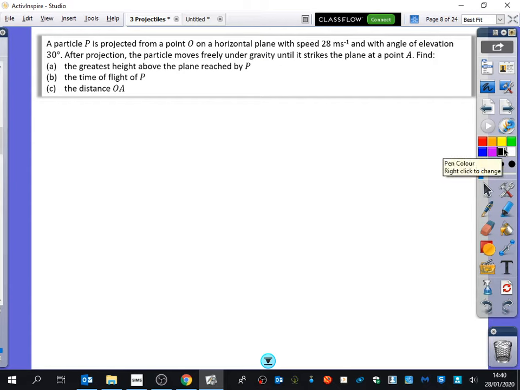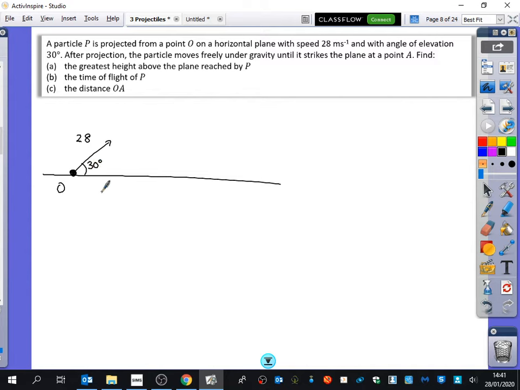So, a particle P is projected from a point O on a horizontal plane with speed 28 meters per second with an angle of elevation of 30 degrees. After projection, the particle moves freely under gravity until it strikes the plane at a point A. And we're going to find various things. So it says it's on a horizontal plane. It says it's being projected from a point O with speed 28 meters per second at an angle of 30 degrees.